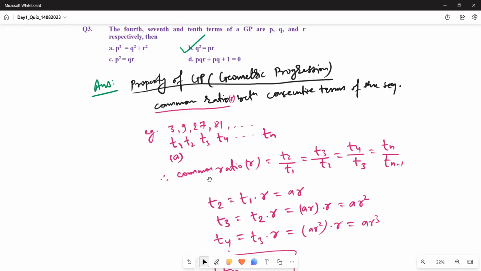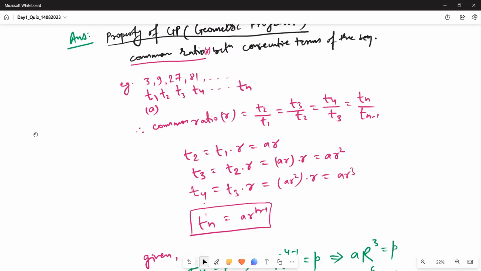So when we calculate the common ratio between consecutive terms, we see that the common ratio R is equal to T2 by T1, T3 by T2, T4 by T3, and so on. This common ratio will be equal for all consecutive terms, right? Now from this we can bring this relation. T2 will be T1 times R, as we transpose T1 to this side.